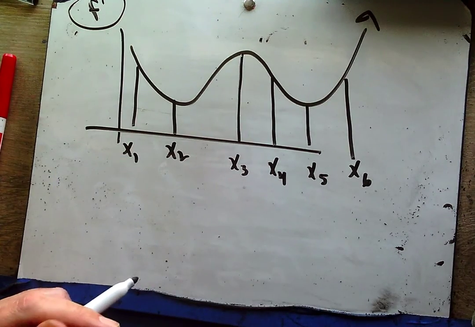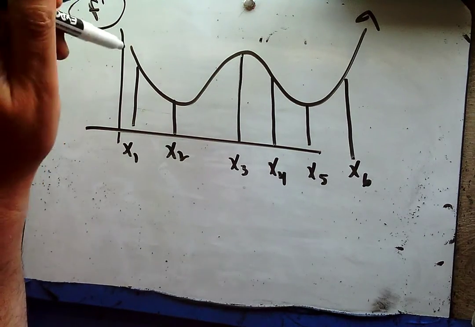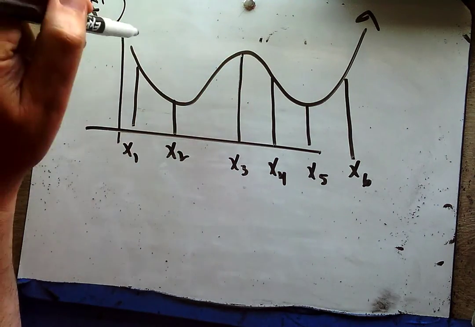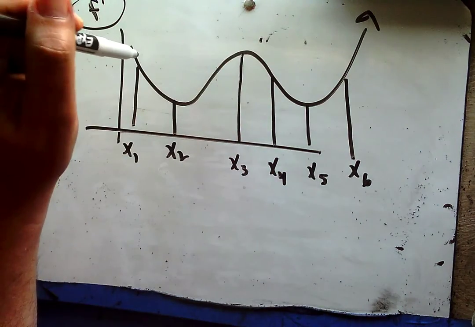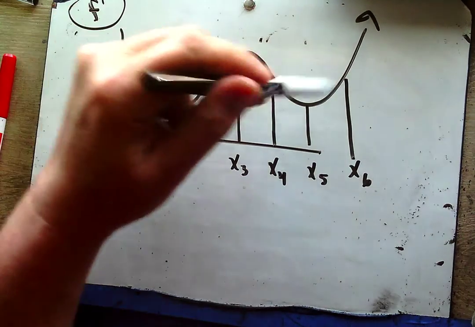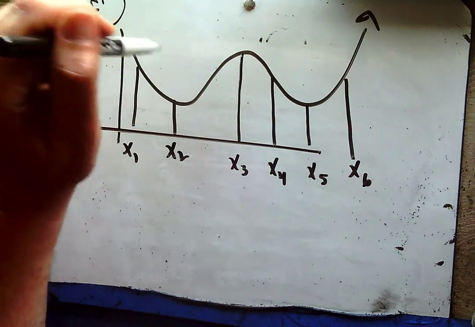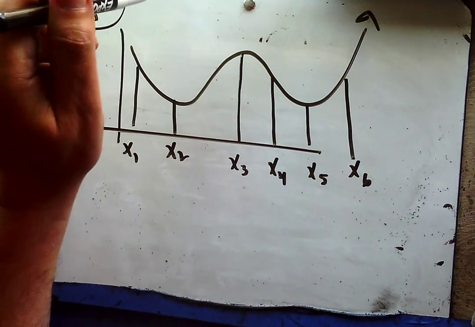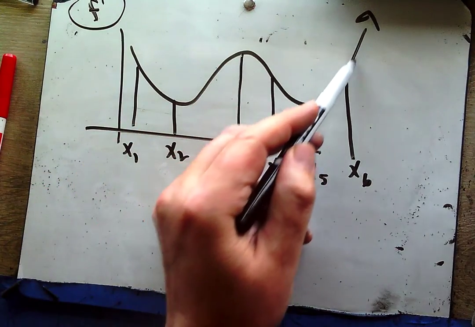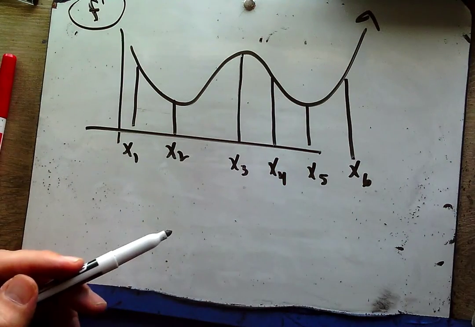Well, let's understand this f prime graph. Here's what I notice about this f prime graph. This f prime graph never crosses the x-axis. This f prime graph is therefore always positive. And if f prime is always positive, what does that tell you about f? That's right, f is always increasing. F is increasing, increasing, increasing, because f prime is always above the x-axis.